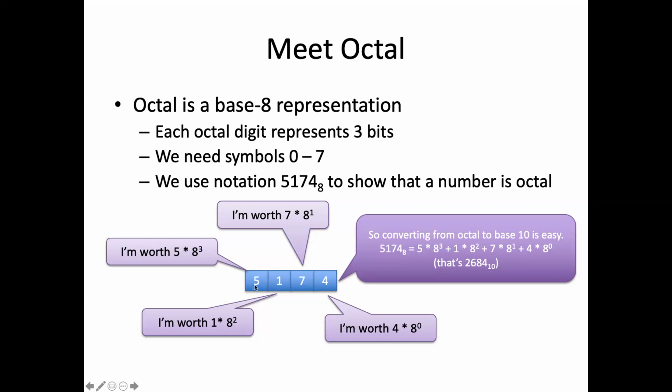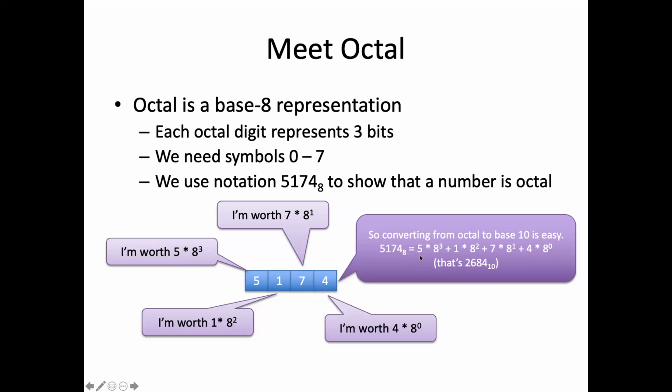This 5 is worth 5 times 8 cubed. And if we had more place values, we would just keep going in the same way. If we had another digit here, it would be worth whatever that is times 8 to the fourth. So just describing what this number means in base 8 gives us a way of converting from octal to decimal. You just have to do what we just said.